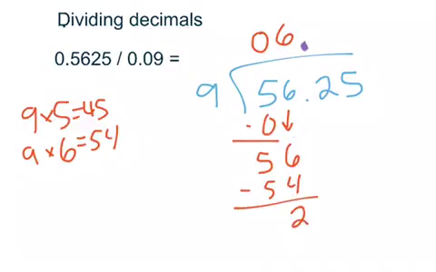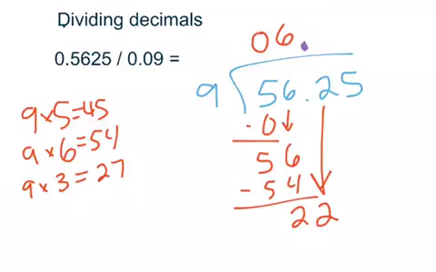Now I keep going pretending like that decimal's not even there because place value and the standard algorithm shortcuts will keep the digits in the right spot. How many times can 9 go into 22 evenly? Well, I know that 9 times 3 is 27. That's too big. 9 times 2 is going to give me 18. Let's try that. 9 times 2 gives me 18. I subtract and I'm left with 4.